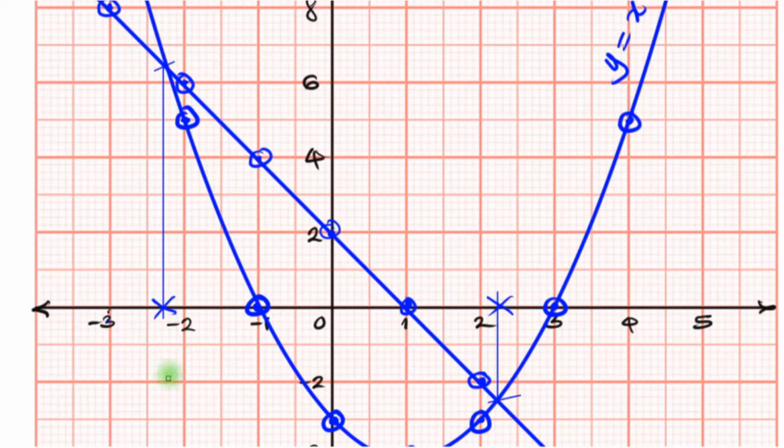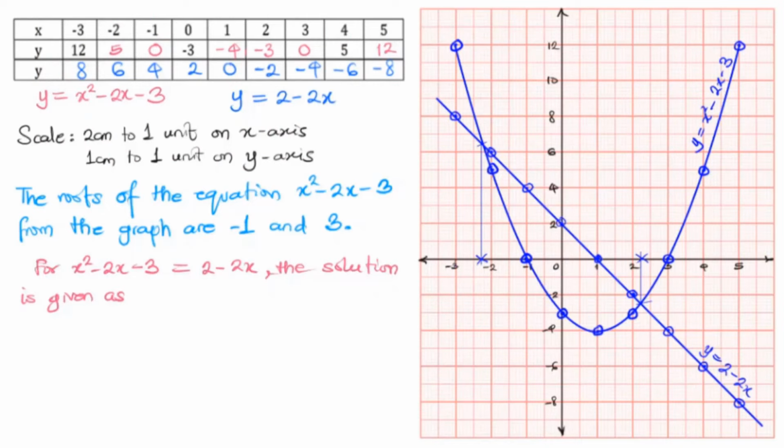So here this is minus 2.3, and here we have 2.1, 2.2. It is between 2.2 and 2.3. Okay, you can also say maybe that is like 2.2. It's closer to 2.2. So we can say that the solution for x squared minus 2x minus 3 equal to 2 minus 2x is given as minus 2.3 and 2.2.